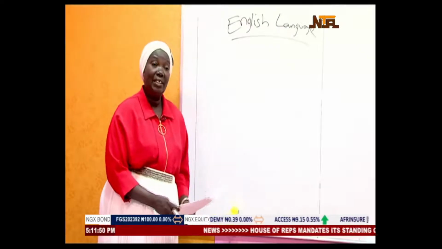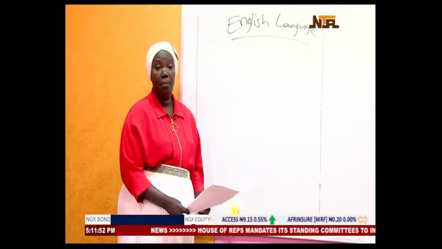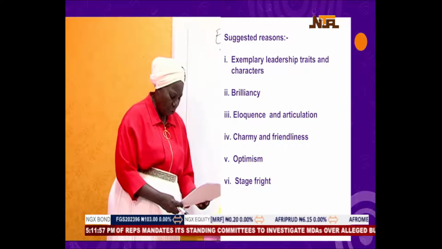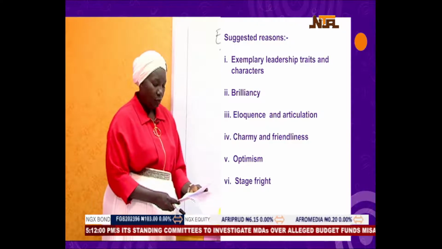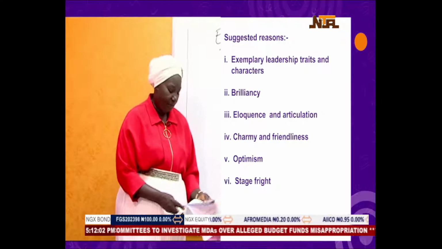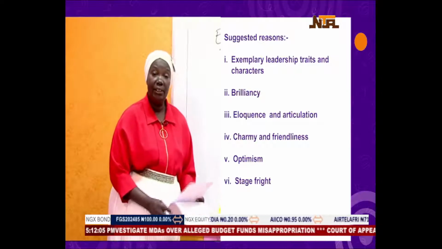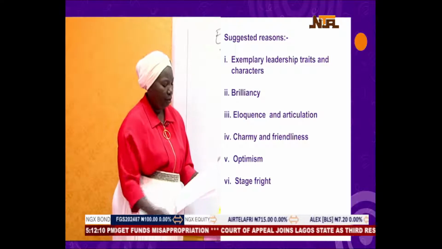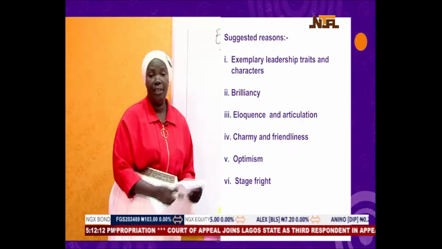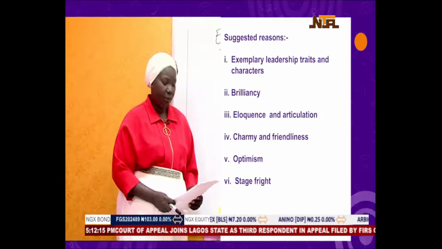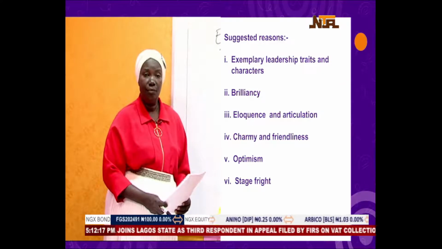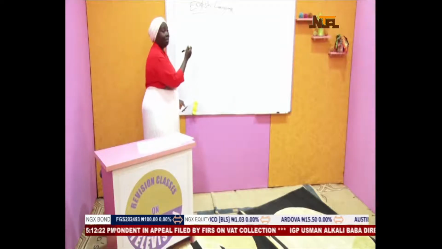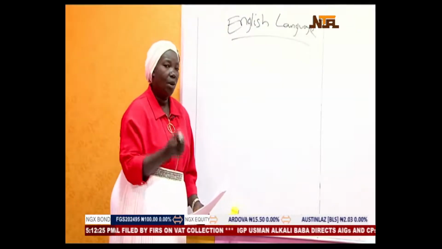Now you can go into the body of the letter, like I said. At this stage, you identify the reasons. I have some suggestive reasons here. 1, exemplary leadership traits and character. 2, brilliancy. 3, eloquence and articulation. 4, charm and friendliness. 5, optimism. 6, stage fright. Now, each of these points, you can use to indent a paragraph and you explain one after the other.